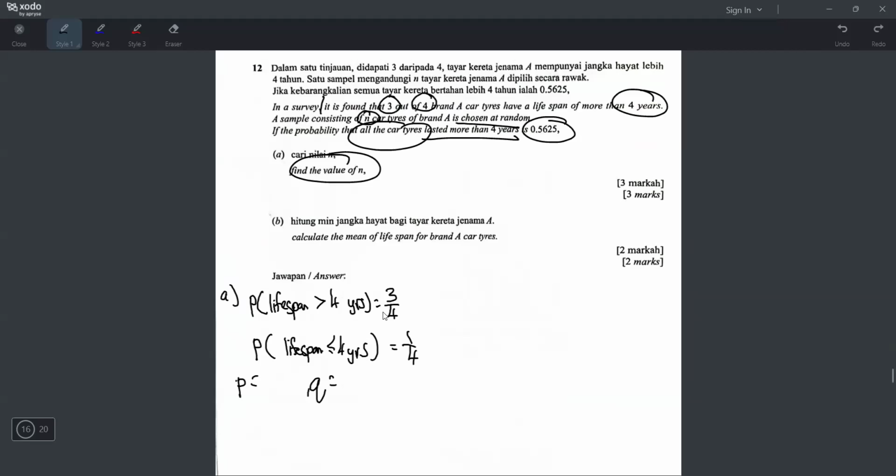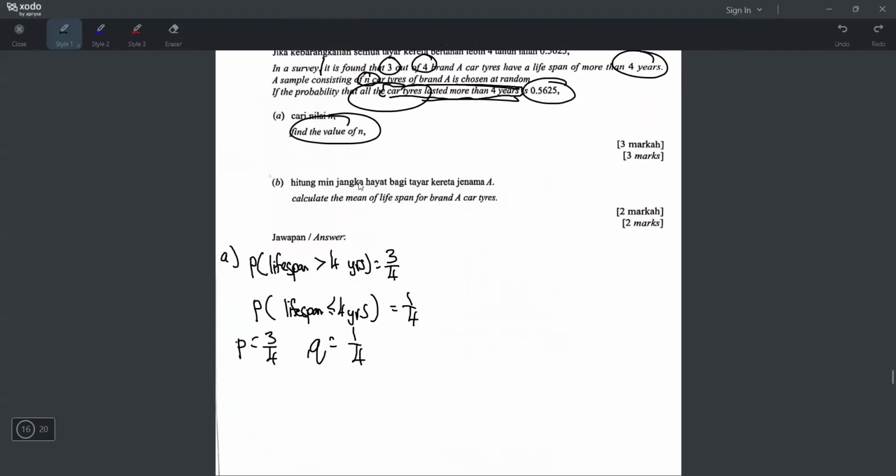The way I teach my students is you see what they give us in the last line. So they say the probability that all car tires lasted more than 4 years is 0.5625. That means the probability of success will be car tires that last more than 4 years. So the probability of success is 3 over 4, and then q is 1 over 4, right?